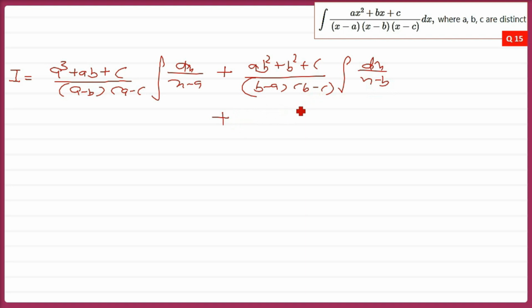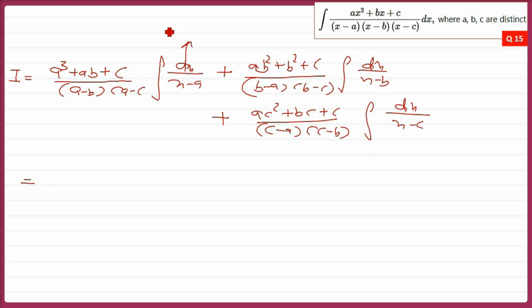Similarly, the third one, which is x minus c, will be done in the same fashion after writing capital C, which we found out in earlier discussion. So ac square plus bc plus c divided by c minus a into c minus b, integration of dx divided by x minus c. Let me write the final answer now. So this will be ln modulus of x minus a, this will be ln modulus of x minus b, and the third one will be ln modulus of x minus c.